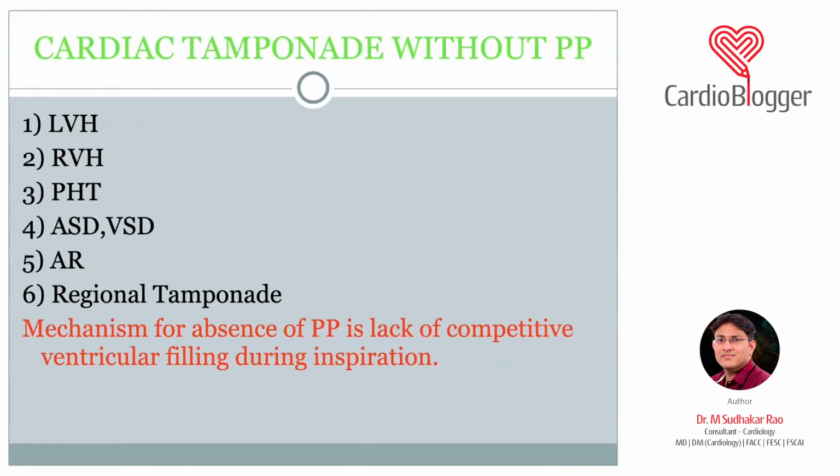And why is this? Because there is a lack of competitive ventricular filling during inspiration. Normally during inspiration the LV filling is reduced. Now these are the cases which don't allow a decreased LV filling. We know in ASD you have a shunt from left to right, and VSD has a shunt from left to right, and then AR produces a diastolic runoff which may increase the effective forward cardiac output. And so these are the mechanisms which cause a tamponade without a pulsus paradoxus.